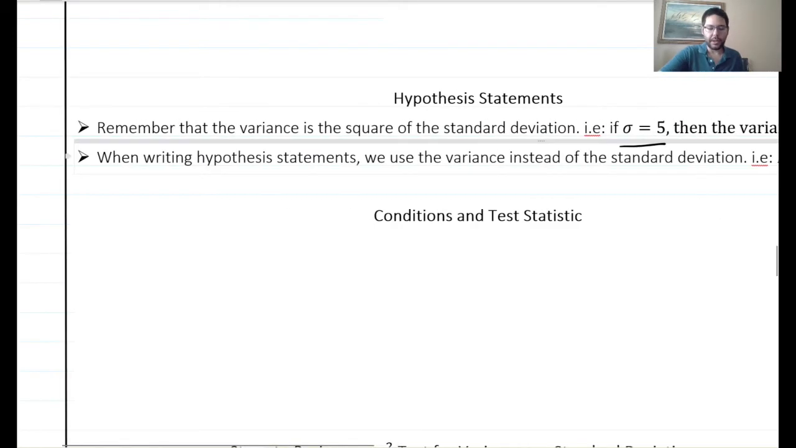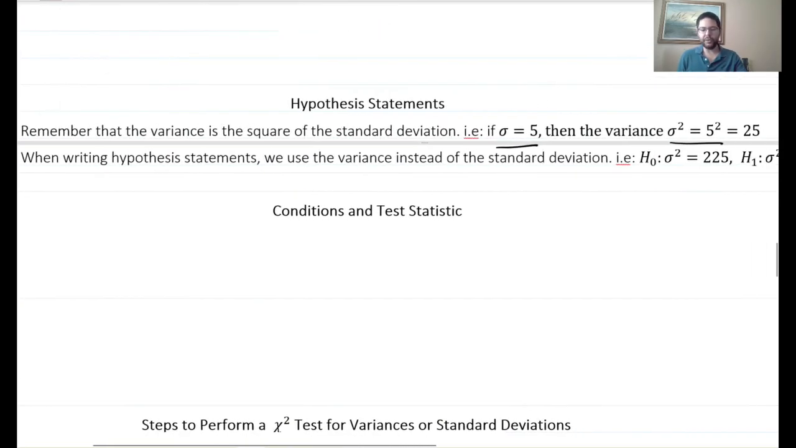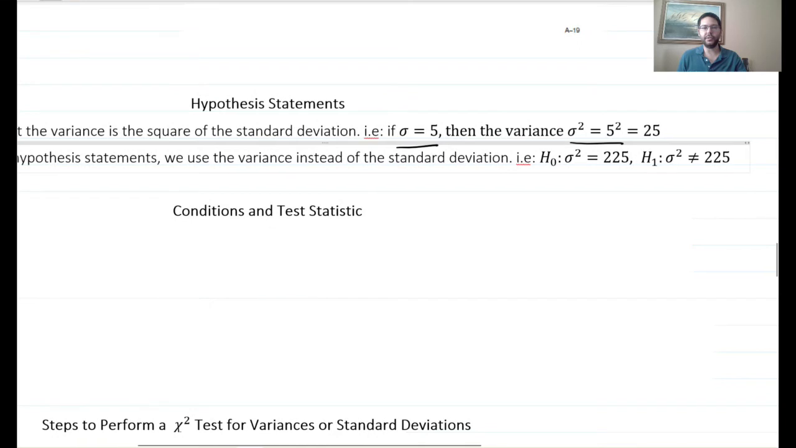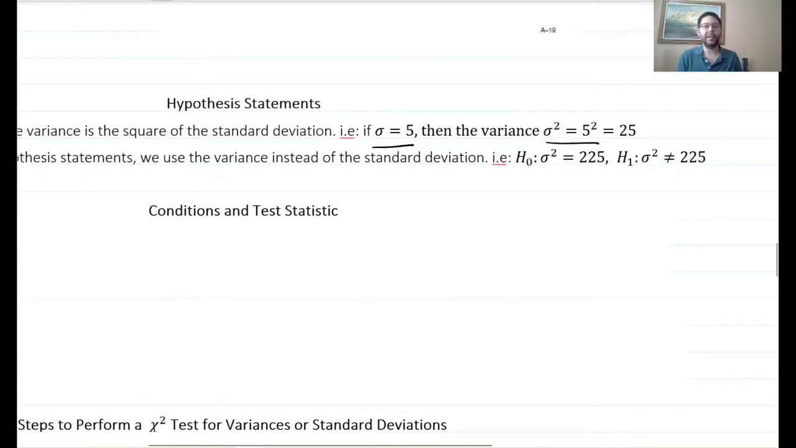When we're writing hypothesis statements, we're going to be using the variance instead of the standard deviation. For example, sigma squared equals 225. Sigma squared is not equal to 225. So we're using the variance here rather than the standard deviation, just to keep things uniform throughout.